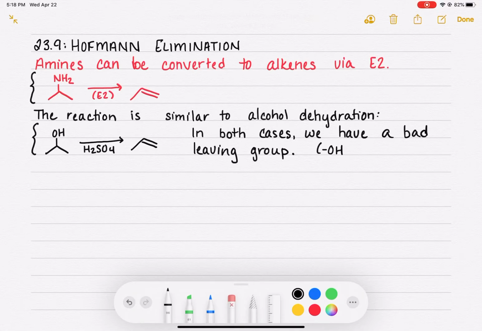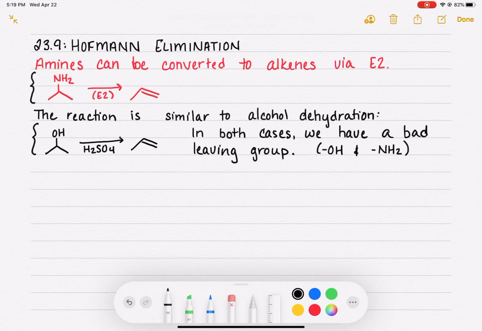So we get rid of the OH minus, and it's not content to just sit there and be gone from the molecule. It wants to do some sort of reaction. And then in the case of the amine, the leaving group would be NH2, which is an even stronger base than hydroxide. So it's the same problem, but even more significant.